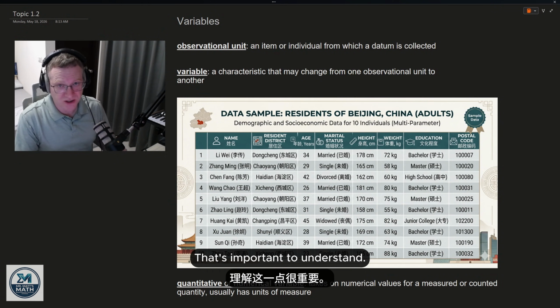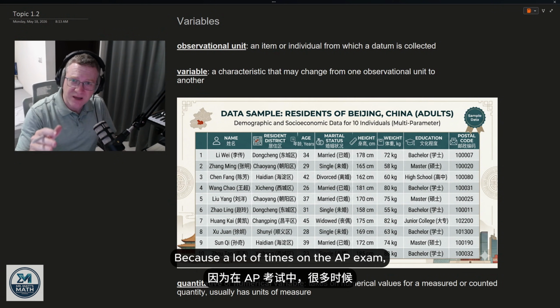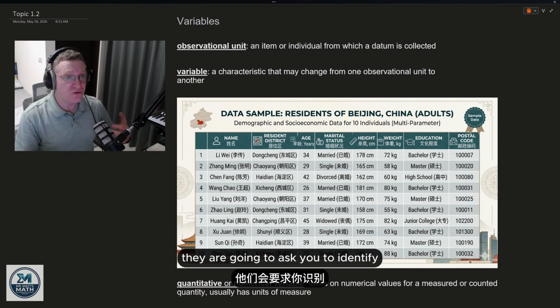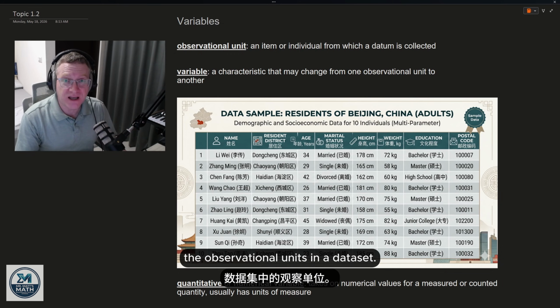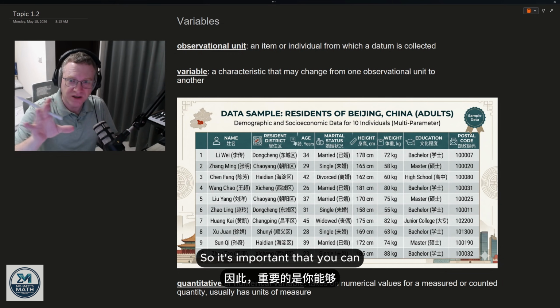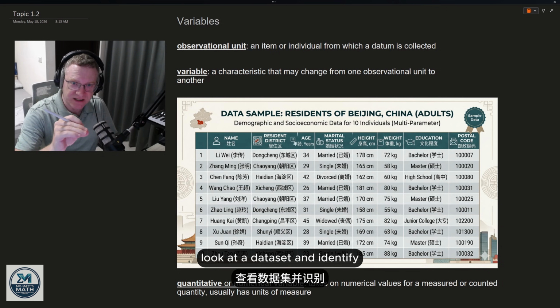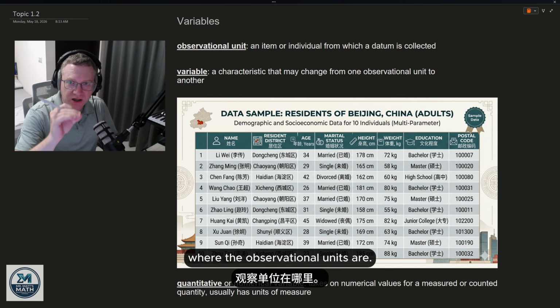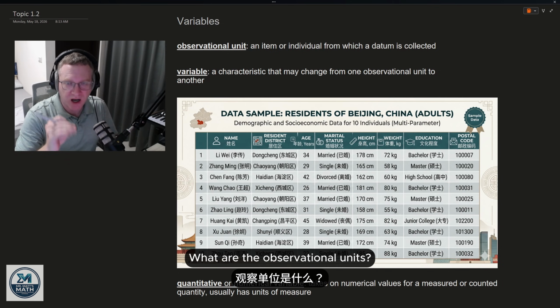That's important to understand because a lot of times on the AP exam, they are going to ask you to identify the observational units in a data set. So it's important that you can look at a data set and identify where are the observational units. What are the observational units?